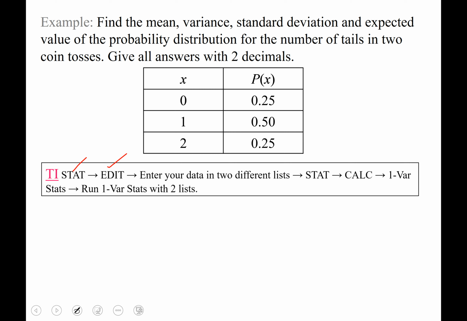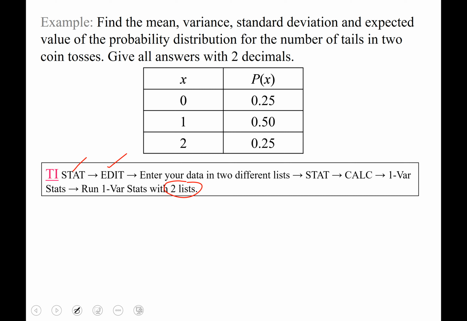We're going to hit Stat again, and arrow over to Calculate. One Variable Stats is our program. And now we have to run it with 2 lists. The way on my calculator that I run it with 2 lists: the first list is L sub 1, and then for the frequency list, I hit second and the number 2.